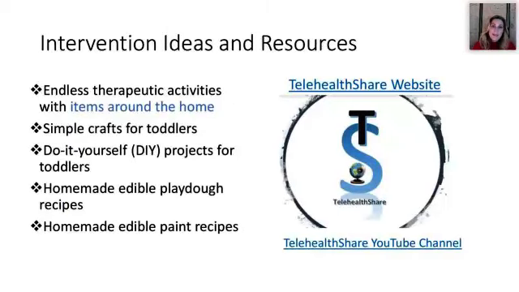Some intervention ideas and resources for you. One is just thinking about what's available in the home and just endless therapeutic activities that you can find and do. You know, if it's a sorting activity and you're using spoons and forks to sort between the two, or colors of leaves and picking up different leaves outside and sorting those by colors, you can get really creative, and you don't need fancy toys, but you really can use things that are around the home to promote learning. And those will be things that are accessible to that family when you're not there.